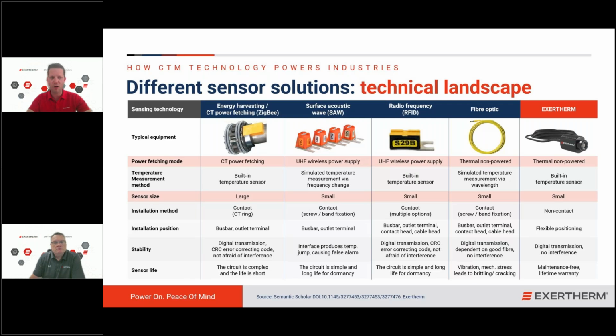There's differences with regards to the stability of communication. Is it a digital transmission? Is that one hardwired or wireless? I mean, with regards to causing false alarms or subject to interference on the way. And finally, there's differences with regards to sensor life. Is it a complex circuit or is it a simple circuit? Is there exposure to vibration, mechanical stress, or any of these things during the lifetime? And what does that mean?